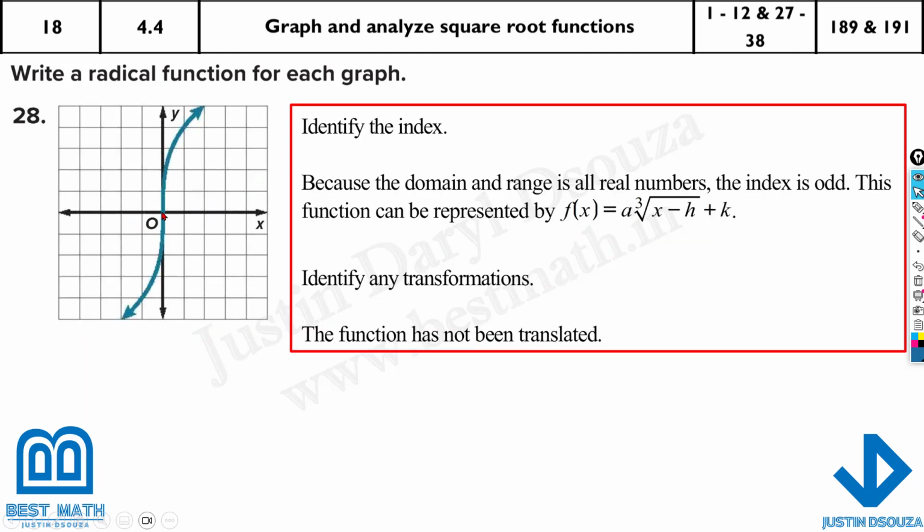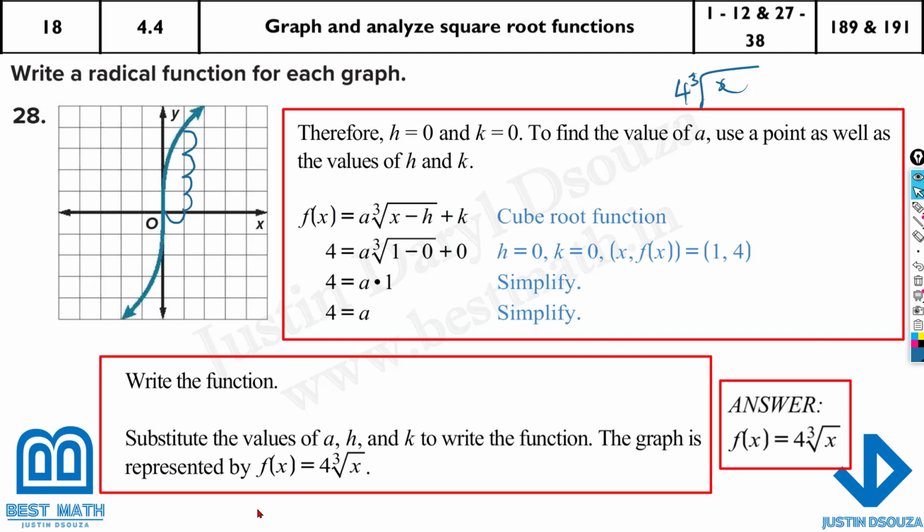Here as well, it is 0. See, now there are no changes at all. There is only a stretch. It is stretched upwards. And this is also stretched up and down. This is a cube root function. But now, how can you find this? When x is 1, how much is y? 1, 2, 3, 4. So you need to write 4 cube root x. That's it. That is because it's stretched 4 times. So that is the answer.